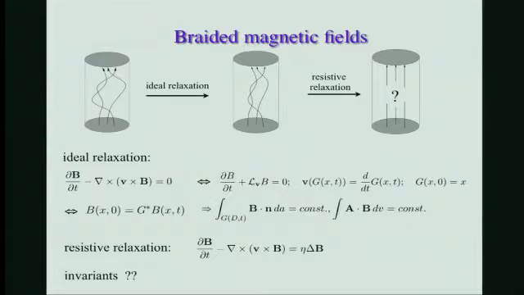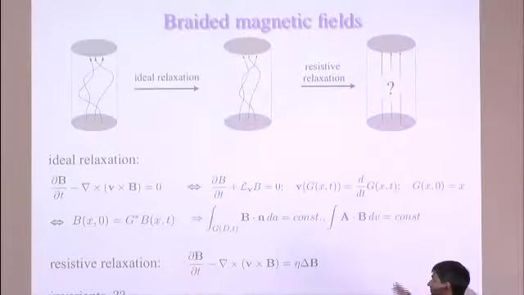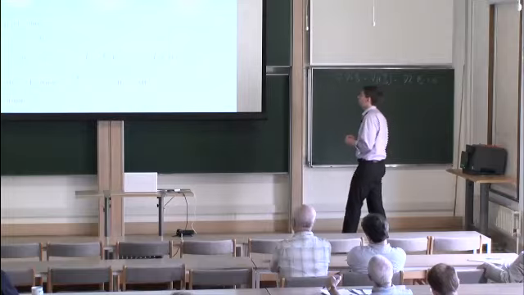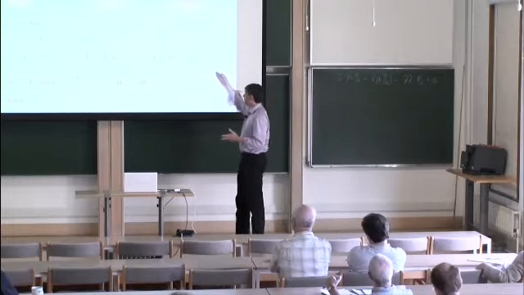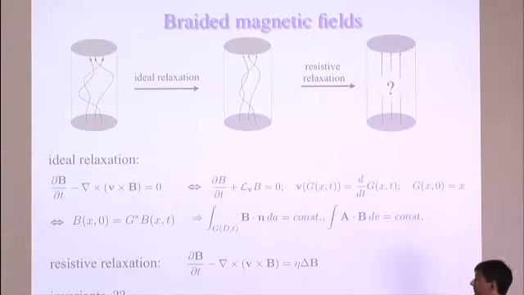We have further invariants here, of course. In principle, the field lines, or the field line mapping from the lower to the upper boundary, is an invariant. Okay. So, in principle, we have, if you want, infinitely many invariants here.